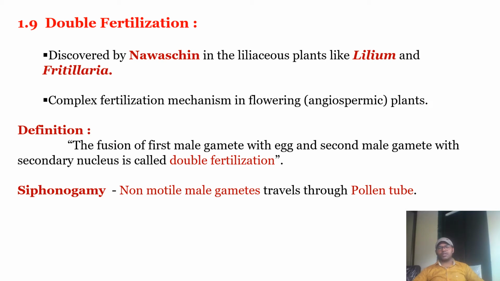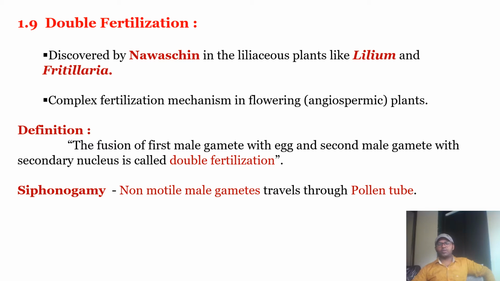Next is nothing but double fertilization. Double fertilization was discovered by Nawaschin in Liliaceae plants like Lilium and Fritillaria. So this is a unique thing which is only found in angiospermic plants. So let us see the definition of double fertilization. Double fertilization is nothing but the fusion of first male gamete with egg and the fusion of second male gamete with secondary nucleus is called double fertilization.